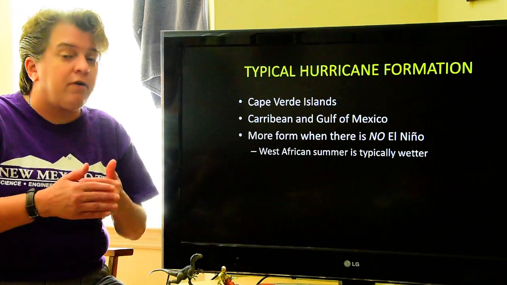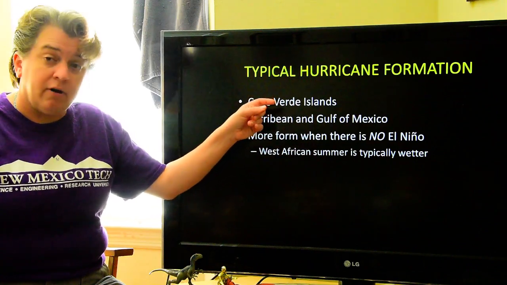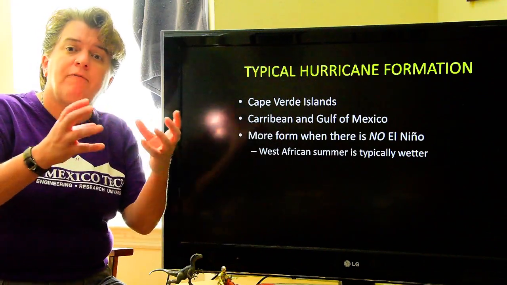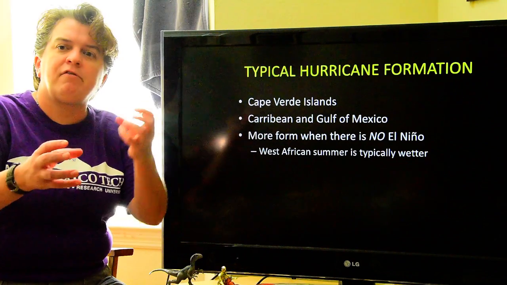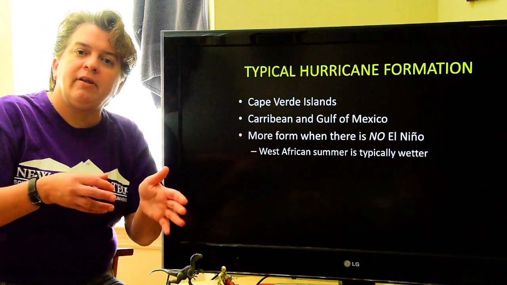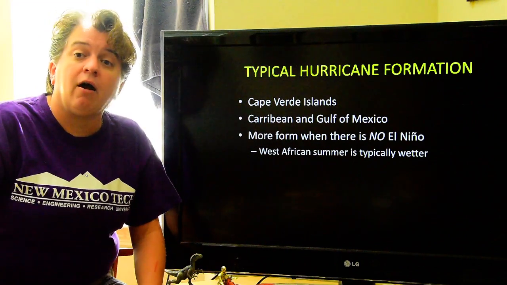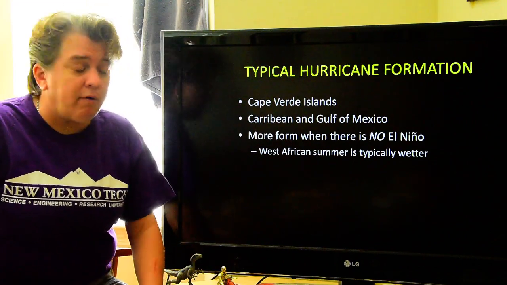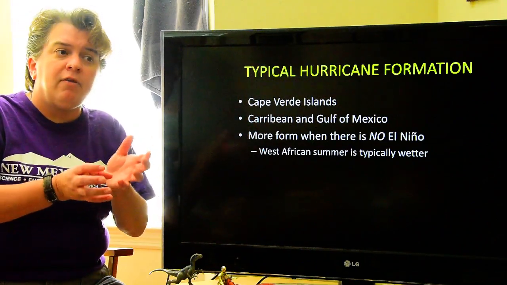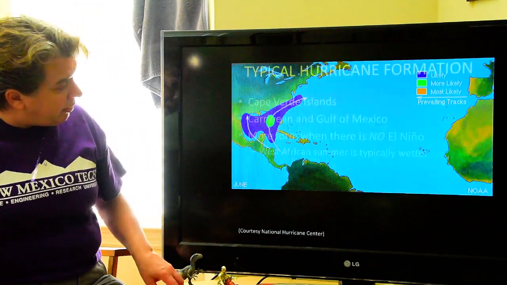Now, more tropical storms and hurricanes form when there is no El Nino. And that's because when there's no El Nino, West Africa is wetter. Remember I said these are islands just off West Africa? So when there's no El Nino, you have a very wet West Africa, so you get a bunch of thunderstorms developing, and those ultimately can create our tropical disturbances that will develop into a hurricane. When we have El Nino events, West Africa tends to be drier, so you just don't get a lot of those storms developing that can lead to our hurricanes ultimately.